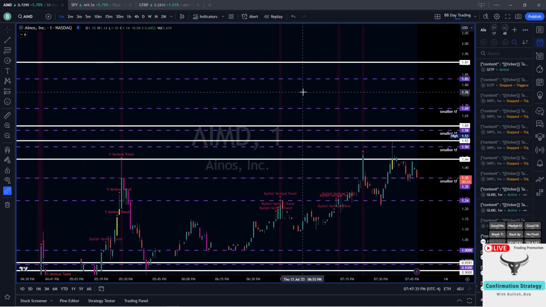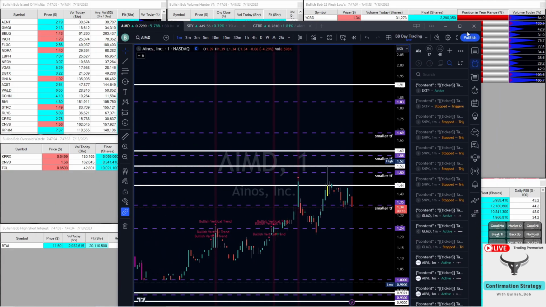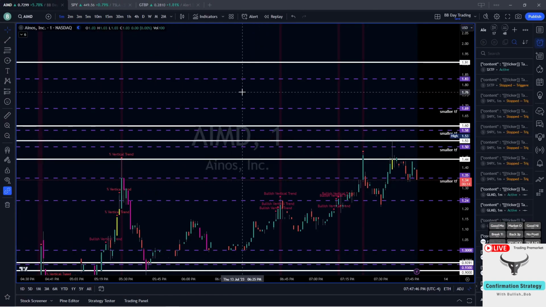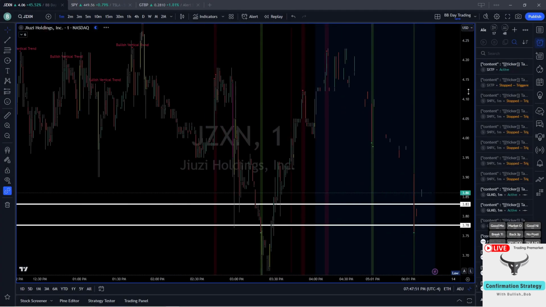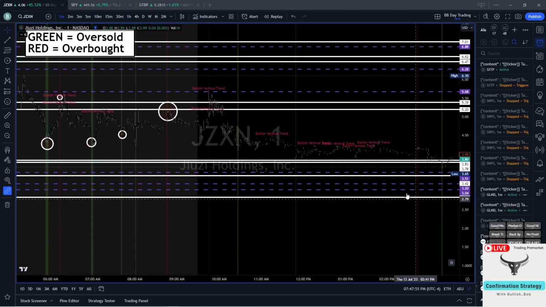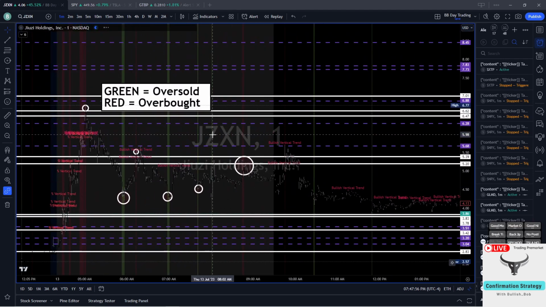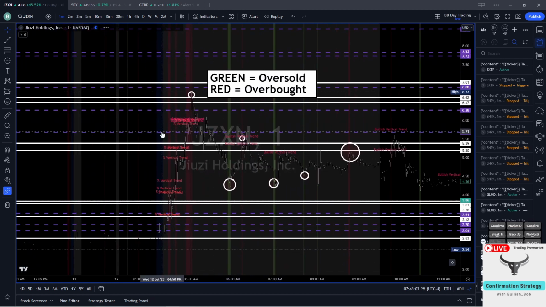This is AIMD. Let's see, what was one of the big runners of the day today? Let me check our scans. JZXN. So let's pull up JZXN real quick, just to go over how this indicator responded. And we're looking right now at a 1 minute time frame. And again, we're looking for, very simply put, just like this says here, green is oversold and red is overbought. So we're looking for a small bounce up whenever we see those green conditions.